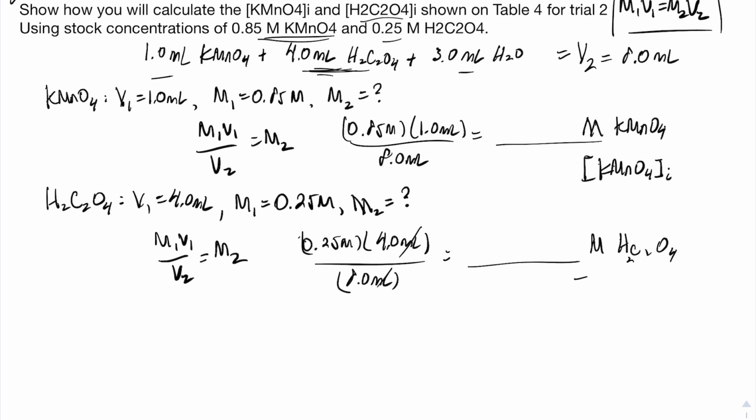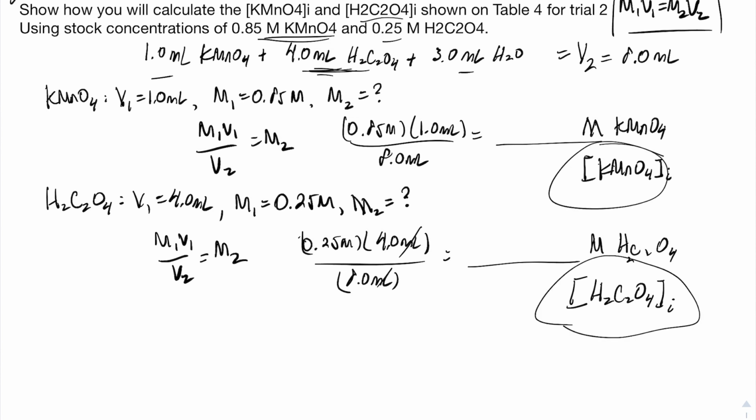And again, we use brackets to indicate concentration in moles per liter. And the little i here represents the initial concentration at the moment all those solutions are mixed in the mixing tube and right before reaction occurs. So that's the initial concentration.